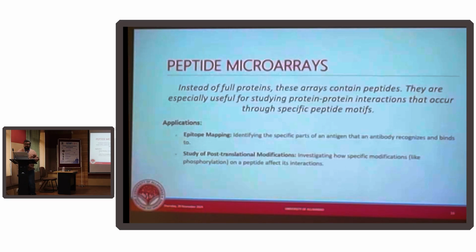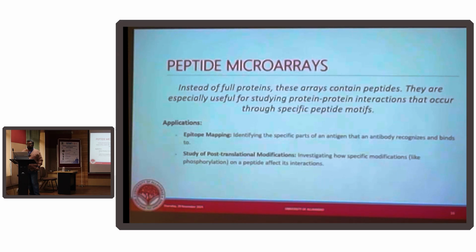Now, one interesting thing is the peptide microarray. Here, instead of full proteins, you can print small sections of the protein, peptides. Since you're printing specific regions, each region of the peptide will correspond to a specific motif or domain in the actual protein. One application is epitope mapping, which we will discuss very soon, and which was much of my work that I did at IIT Bombay. So we'll discuss this in detail.